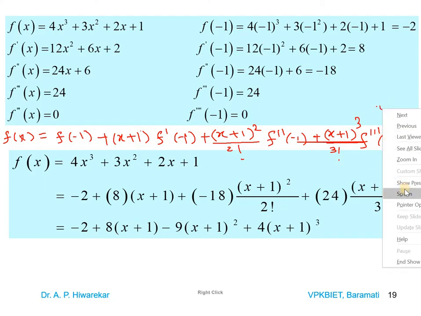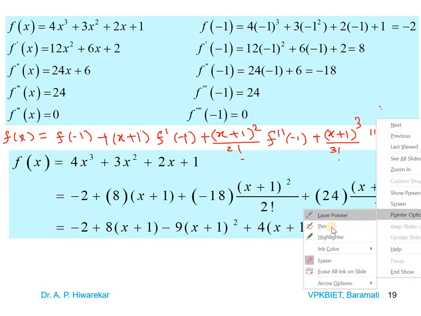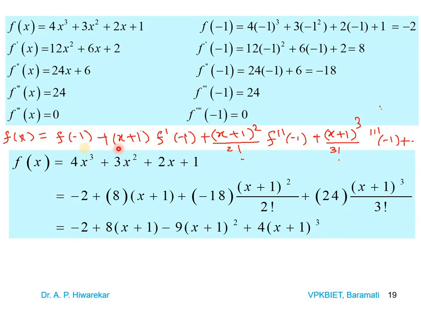We have this formula. Are you getting this? I hope you will get this. Now what I will do, I will substitute the values. f of minus 1 is minus 2. Plus f dash of minus 1 is 8, so it is 8 into (x plus 1). Then f double dash of minus 1 is minus 18, so we get minus 18 into (x plus 1) square divided by 2 factorial. f triple dash is 24, so 24 into (x plus 1) cube divided by 3 factorial.